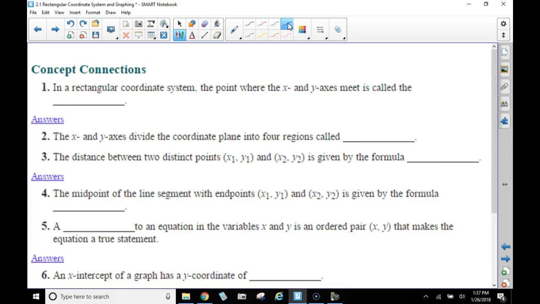Well, shoot, if I would have been paying attention before I uploaded that last video, we would have filled in the concept connections. But let's go ahead and do that now in a separate video.